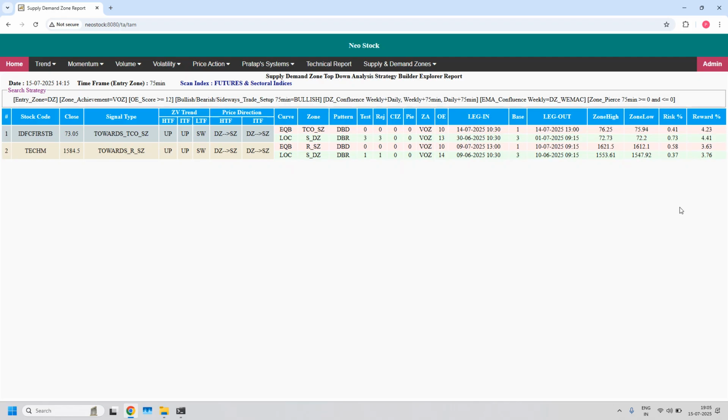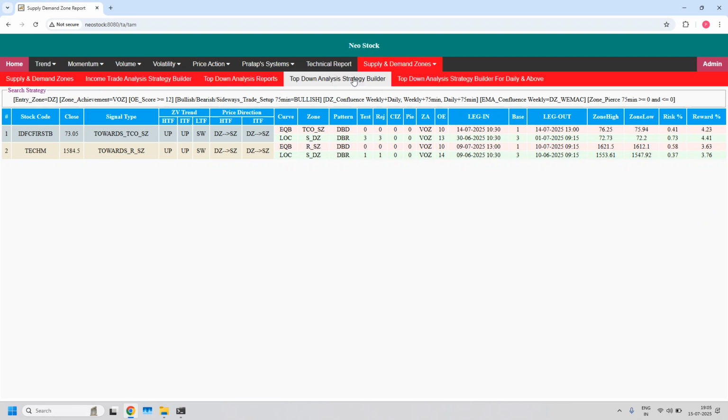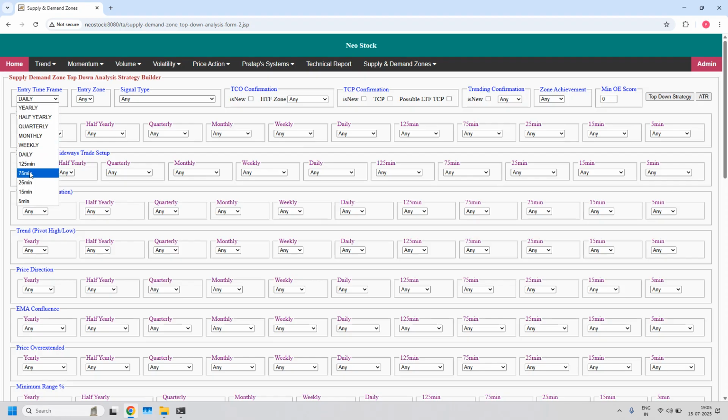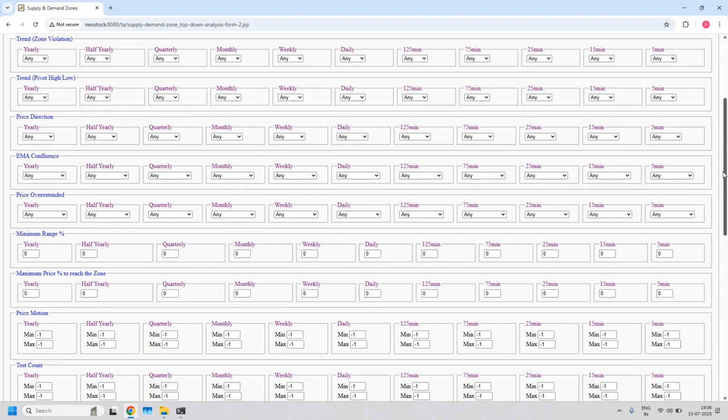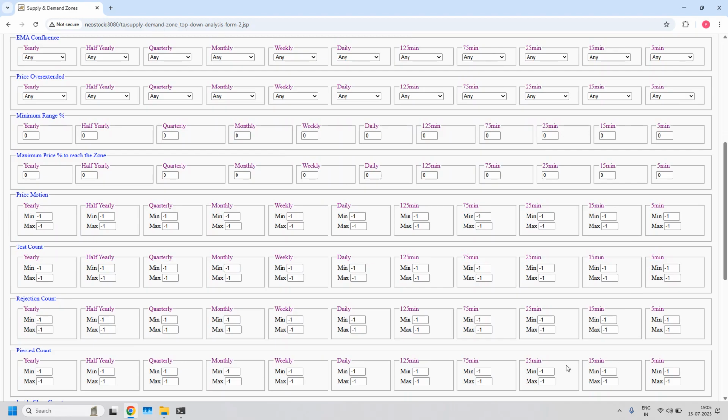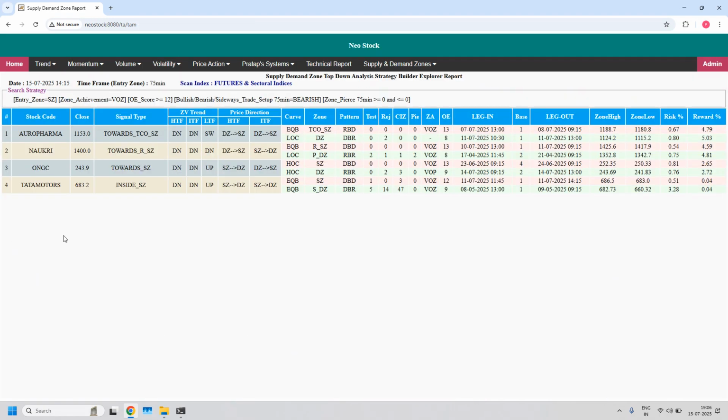Okay, next we will look into bullish trade setup for weekly income trade. Next, bearish trade setup for weekly income trade. Changes are 75 minutes supply zone, and here in 75 minutes I am selecting bearish zone achievement. VWZ minimum odd enhancer score 12, and the 75 minutes supply zone should not be pierced at 75 minutes, minimum value 0, maximum value 0. With these filters we got 4 stocks.